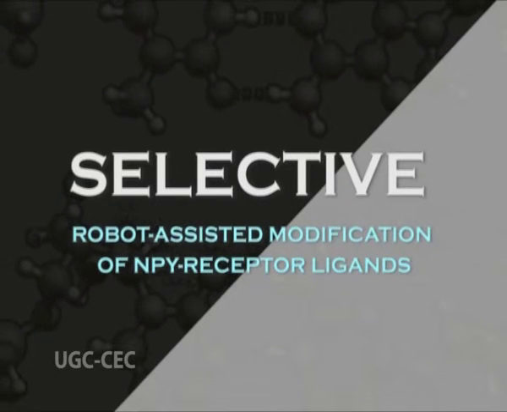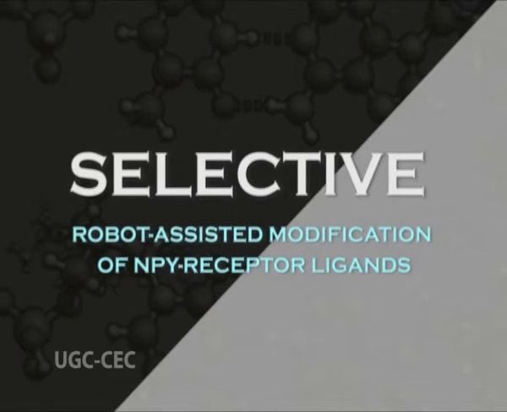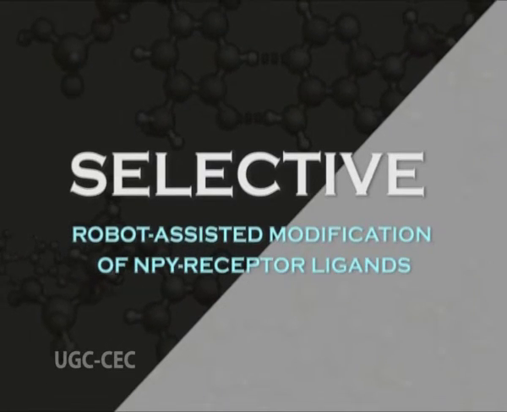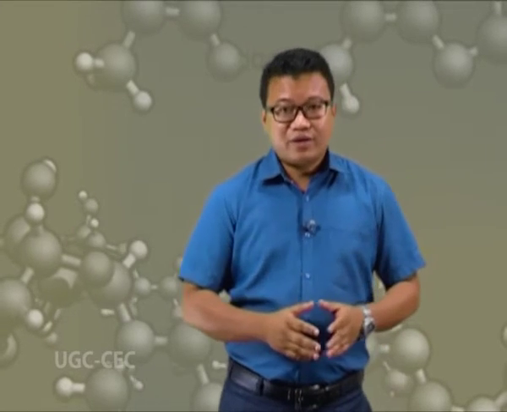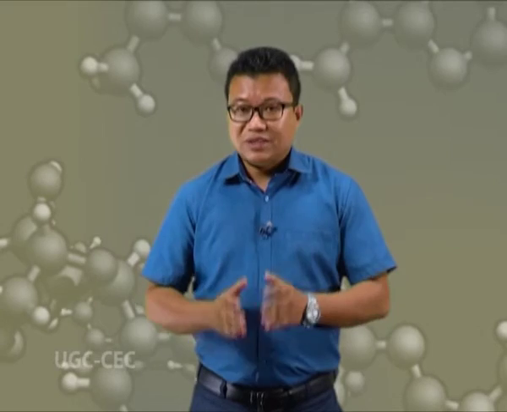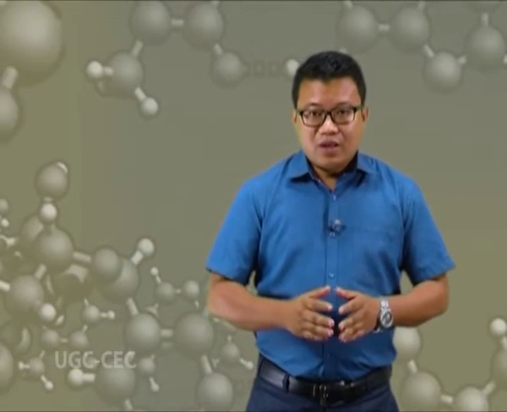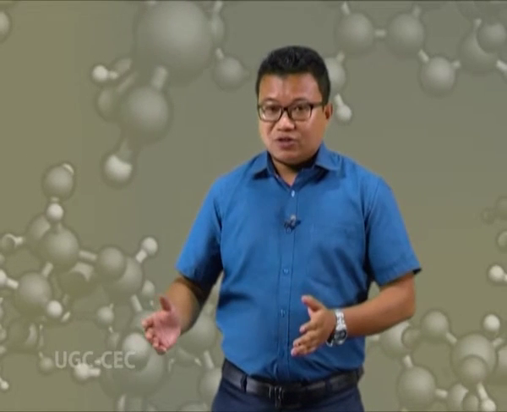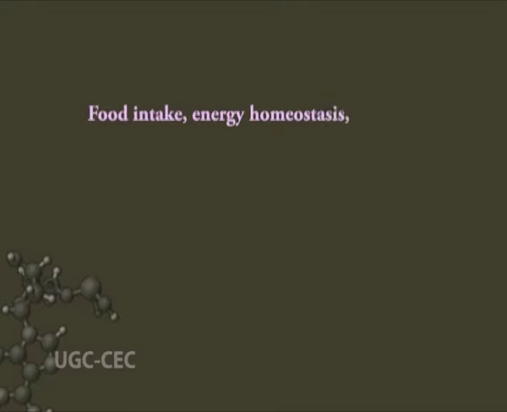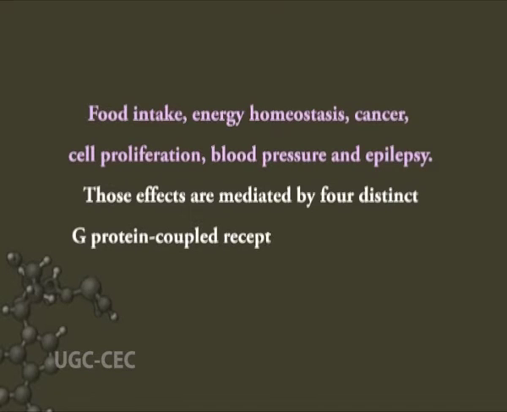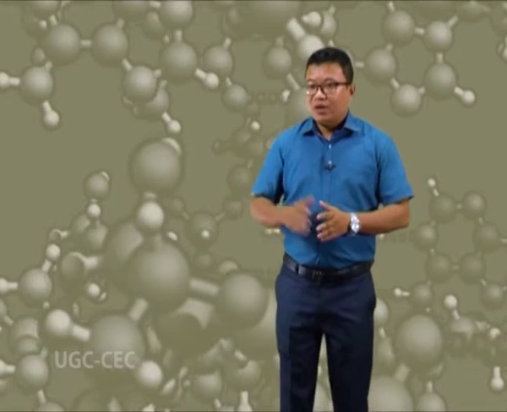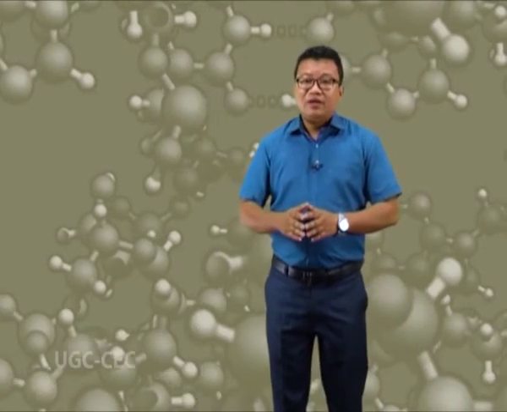In the next topic, we have selective robot-assisted modification of NPY receptor ligands. The 36 amino acid peptide hormone neuropeptide Y, NPY, peptide YY, and pancreatic polypeptide, PP, are endogenous ligands of the so-called NPY family. They are responsible for a variety of physiological functions such as food intake, energy homeostasis, cancer, cell proliferation, blood pressure, and epilepsy. Those effects are mediated by 4 distinct G protein-coupled receptors Y1, Y2, Y4, and Y5 that are expressed in central and/or peripheral tissues.